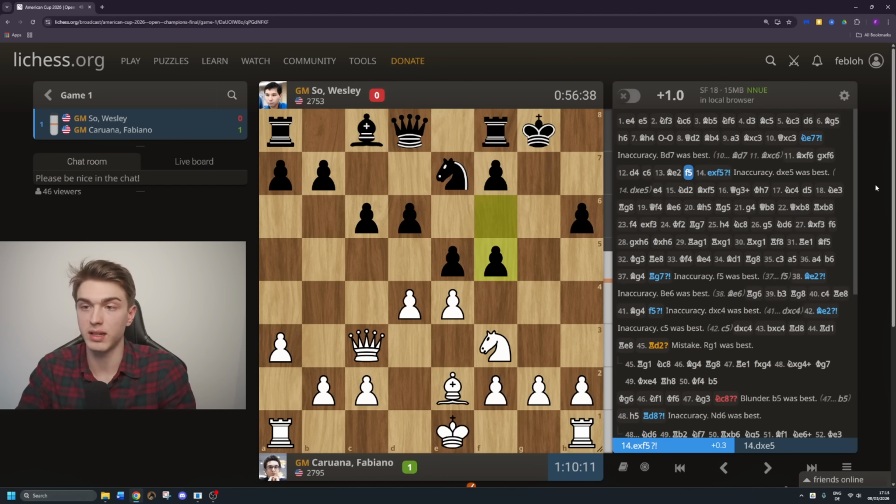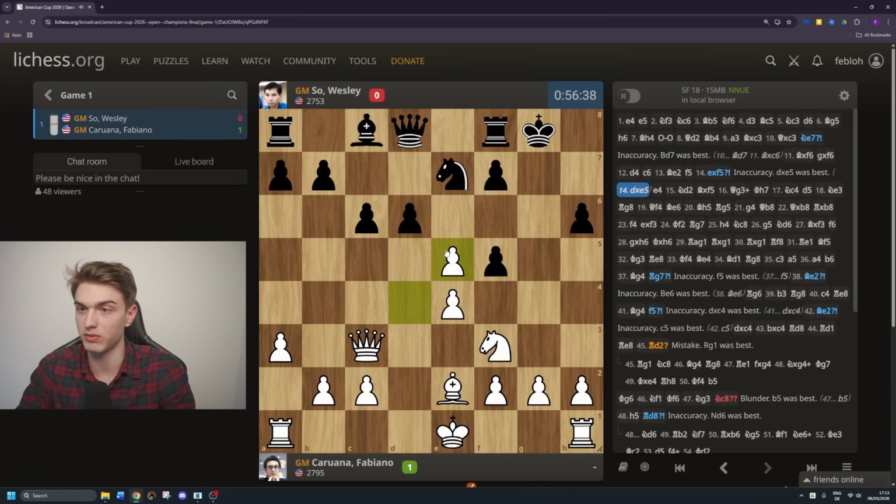And now this is nice when using Lichess, that here you see that white made an inaccuracy, and the engine says d takes e5 is best. Now, why didn't Fabi play it? Is he a bad player? Certainly not. So we try to understand, if we want to improve, why didn't he go for d takes e5?